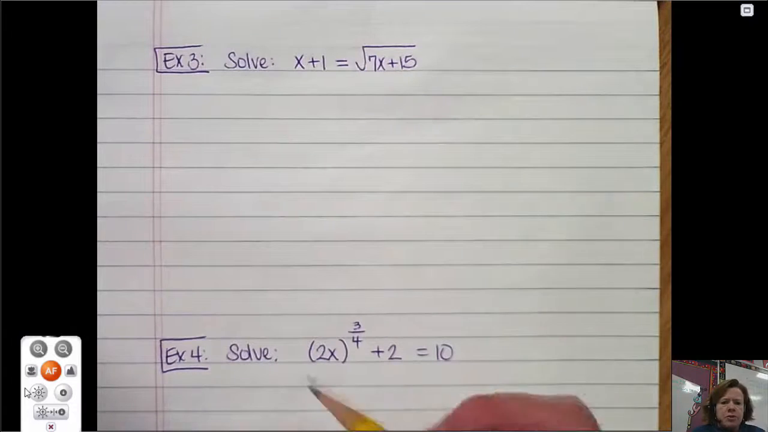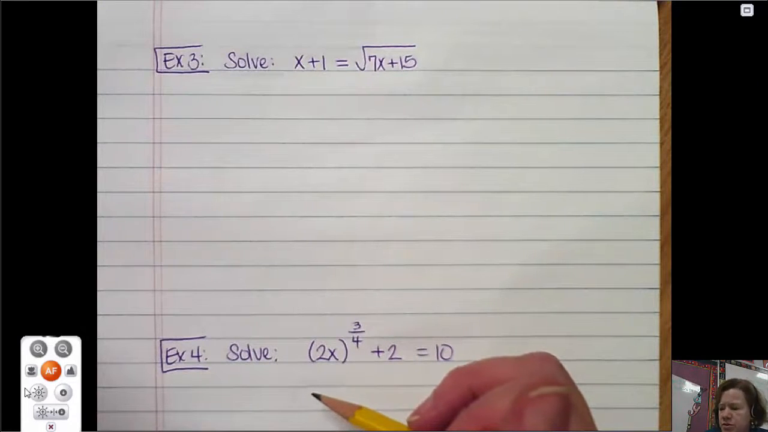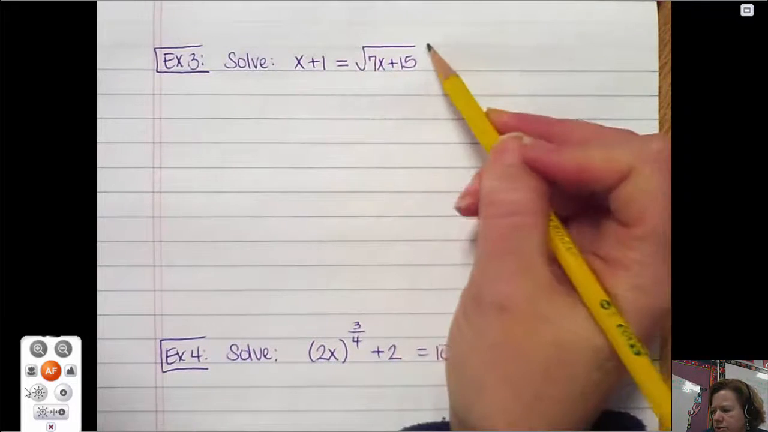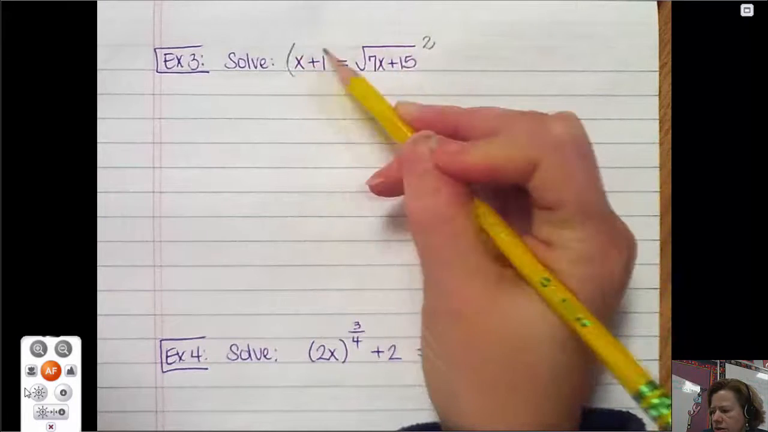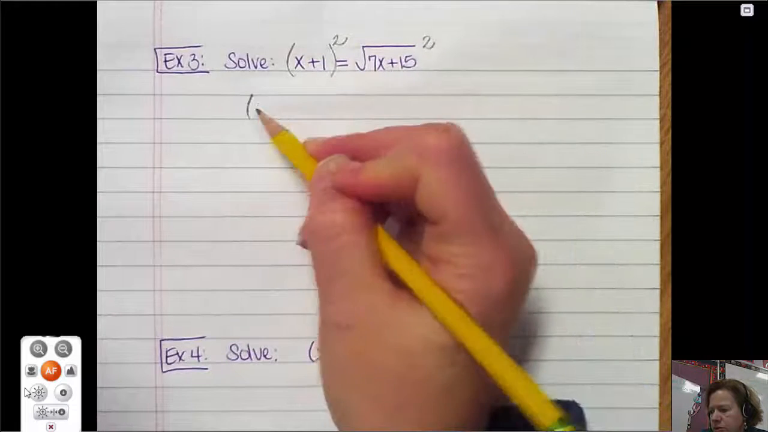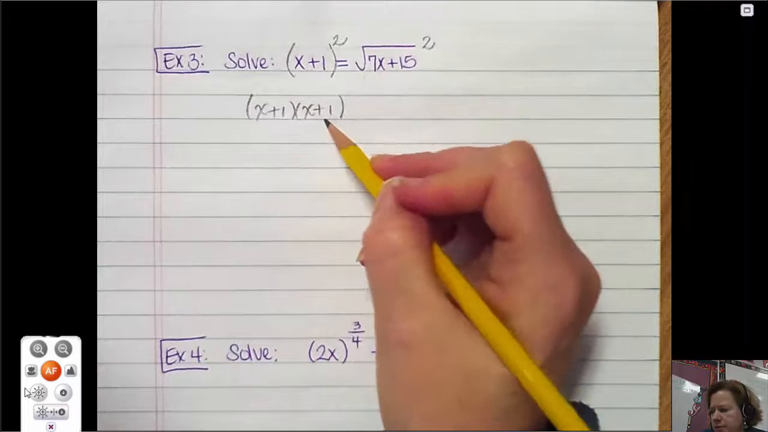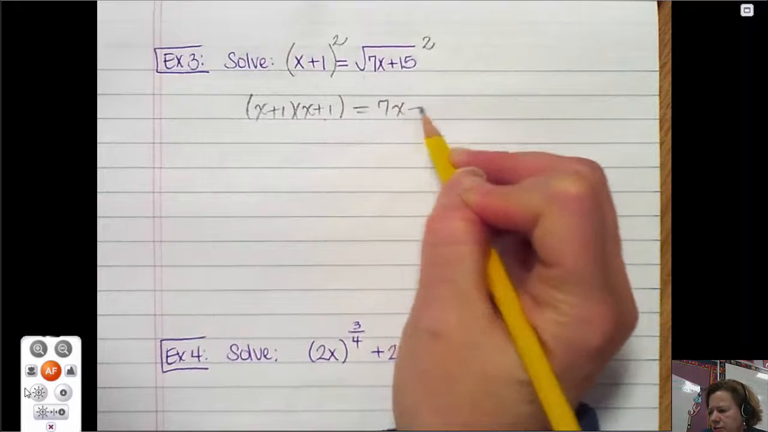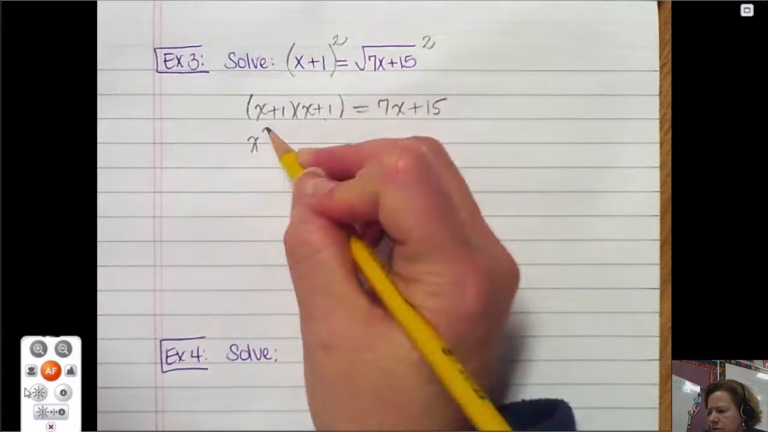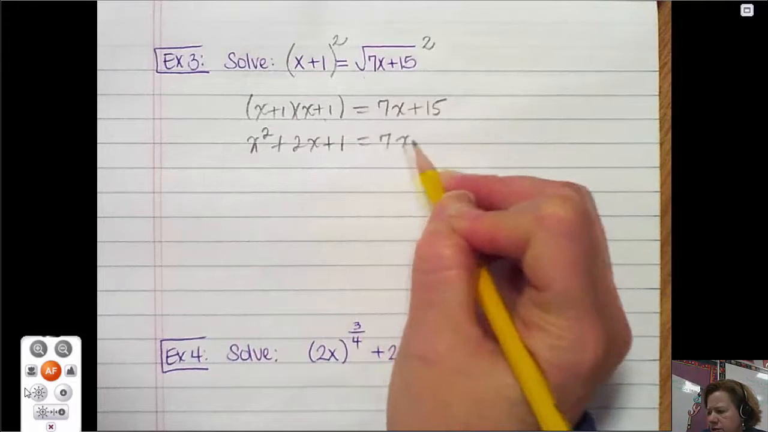For example number 3, I have to solve x plus 1 equals the square root of 7x plus 15. So again, I have a square root, and I need to undo it by squaring. So I'll square this side, which means I square that entire side. Now you need to remember, when you're squaring a binomial, that's really double distributing. So this is x plus 1 times x plus 1 equals 7x plus 15. So you have a little bit more work to do. Double distribute, x squared plus 2x plus 1 equals 7x plus 15.